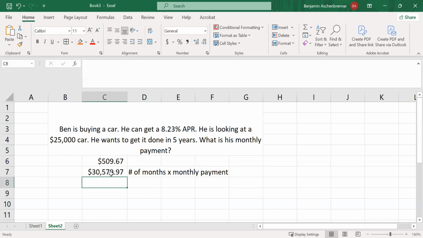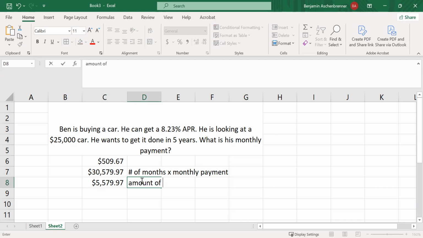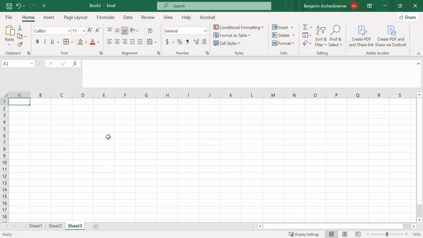So this is how you do the PMT formula. And by the way, the difference between how much I pay total and that original price tag, which is what I could have paid if I had the cash for it, is the amount of interest. Okay, let's move on to the next situation.